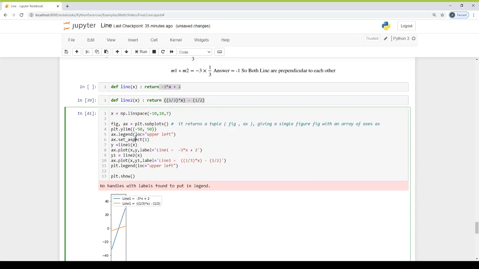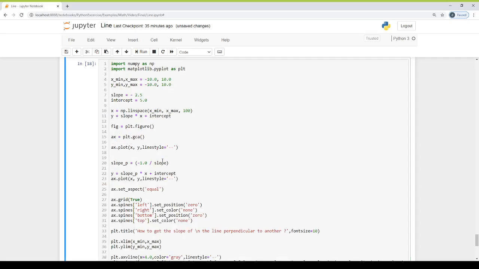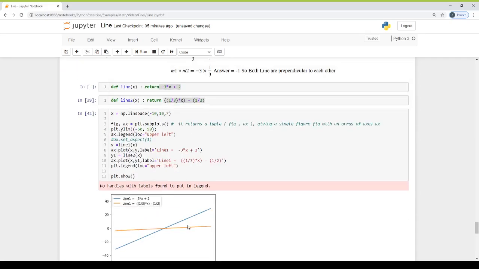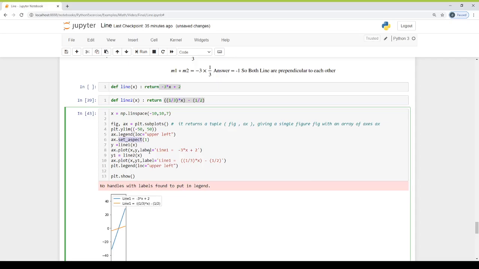I have called the function set aspect. This is mandatory in this case. If we do not call this, the graph will not be shown properly. To show it properly, we have to call the set aspect function. The set aspect function assures that x and y limits are drawn in proper proportions. So y is equal to line 1 and y1 is equal to line 2. Both are perpendicular to each other.